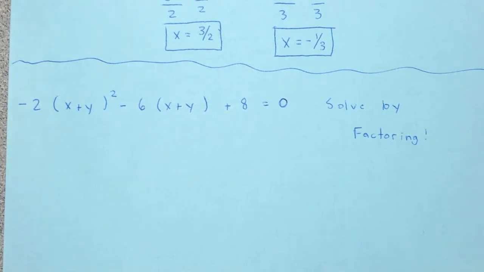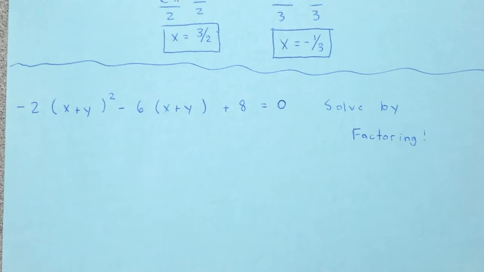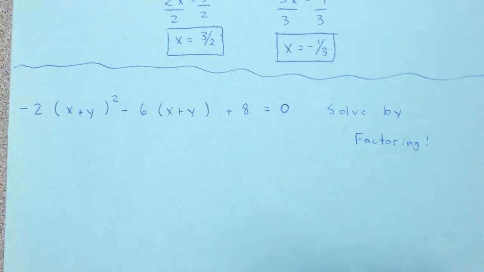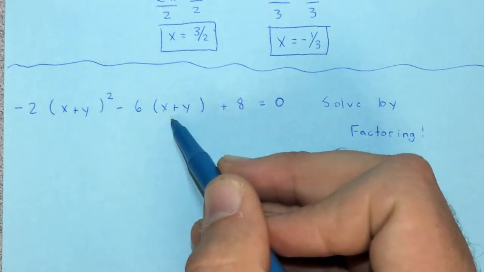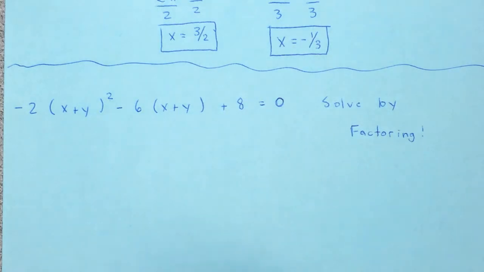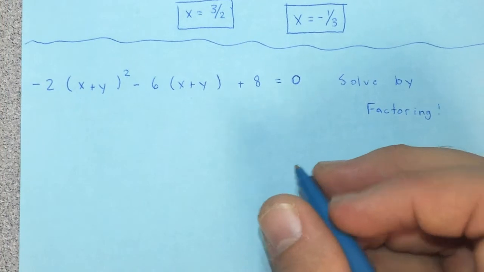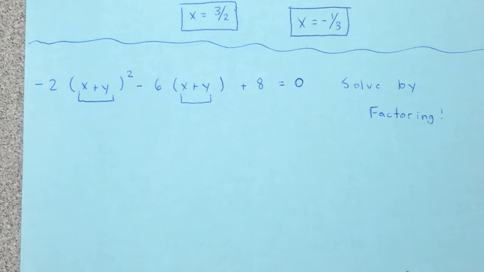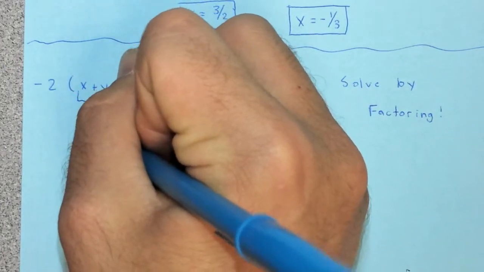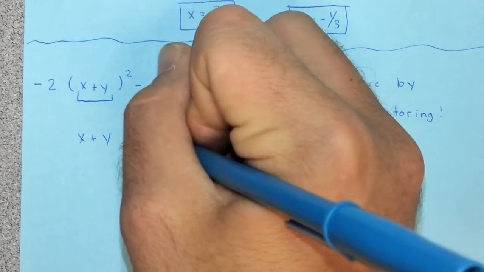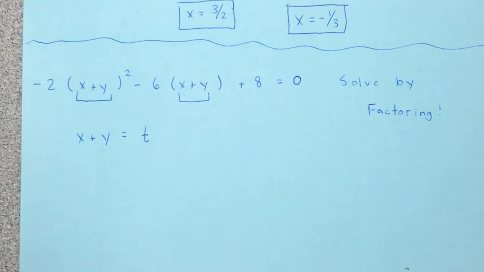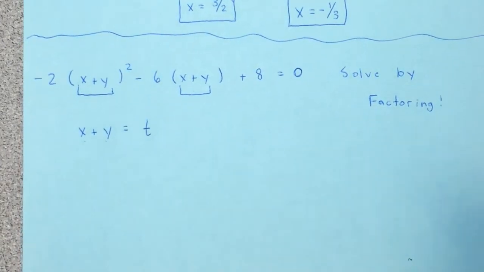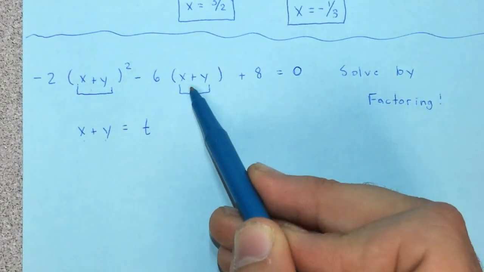That looks super gross. It doesn't even look like I have a trinomial that I could factor. But honestly, there is one. It's just hidden. Right now, I have something squared, then that same something, and then a constant at the end. What if I replaced every x plus y with something else? Let's say that x plus y, we're going to redefine as t. I'm just trying to make it simpler and easier to see. So everywhere I see an x plus y, I'm going to replace it with a t.